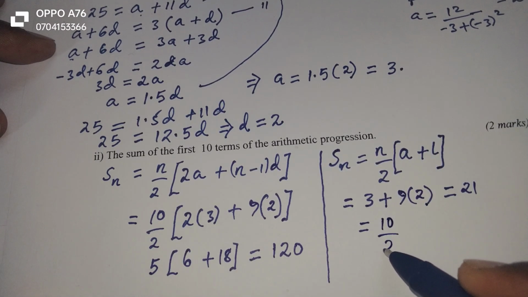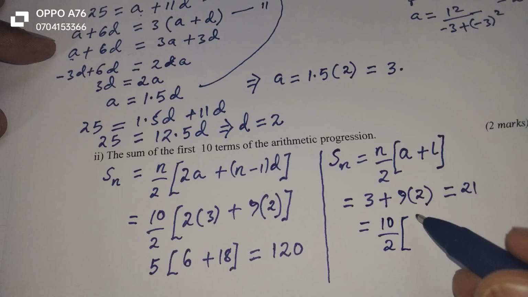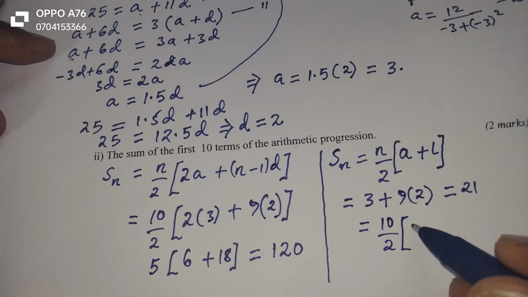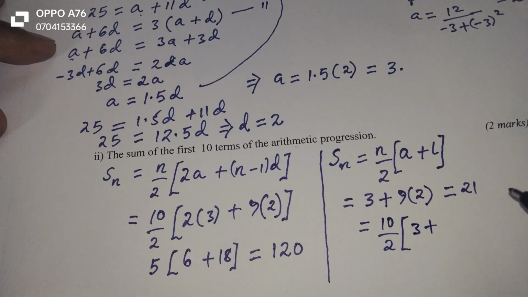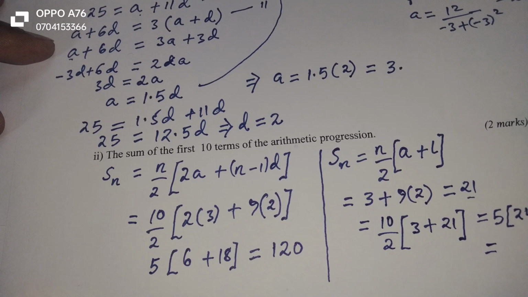Which means we need to get the sum of the first 10 terms by taking 10 over 2. I'm substituting in the formula now. The first term is 3 plus the last term, which is the 10th term, 21. And again, we're going to have 5 multiplied by 24. The answer is going to be exactly 120.